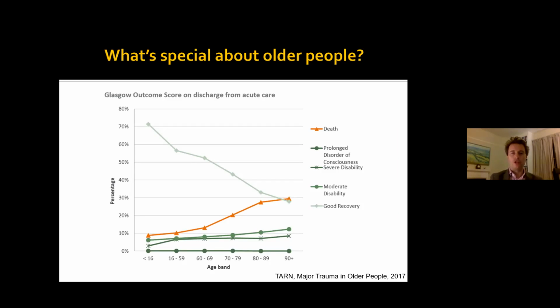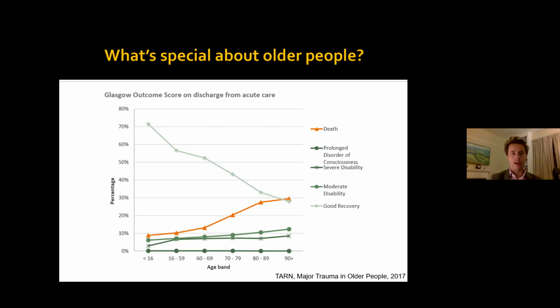What you can see, the striking abnormality here, is the precipitous rise in mortality with advancing age, going from young adults who have less than 10% mortality from major trauma to those in their 80s and 90s who are clocking around 30%. What's also important is this grey line, which represents good functional recovery. So it's not just about death, it's also about who does well after these injuries and who makes a good recovery to independent living.